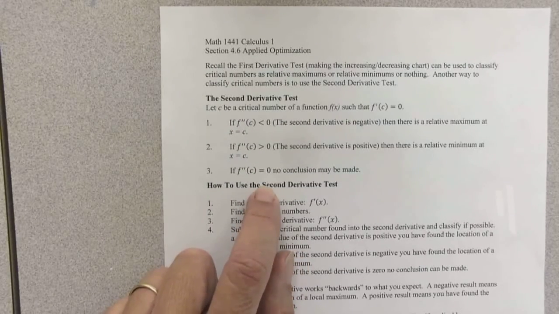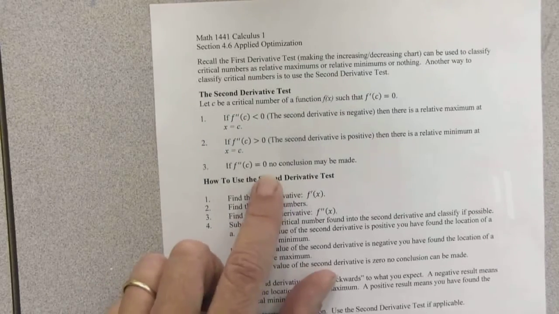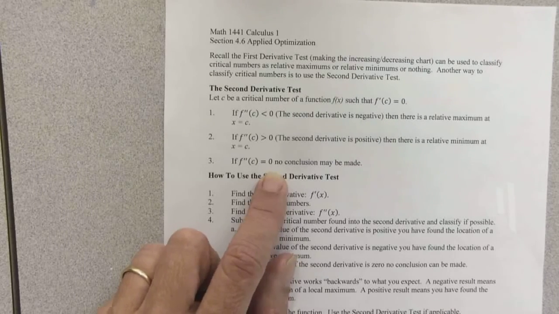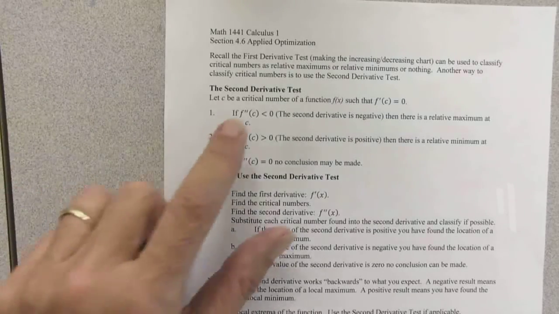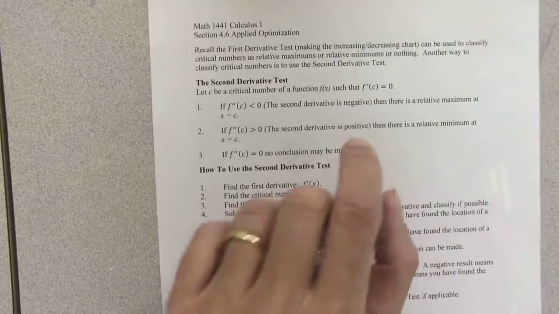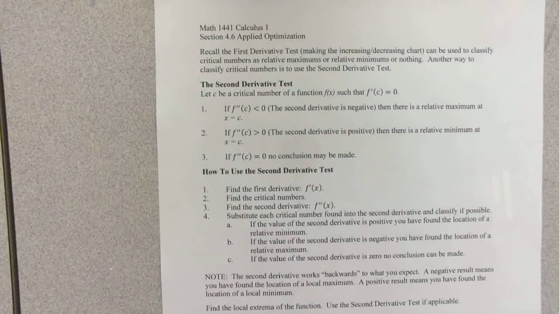Maybe you have found an inflection point, maybe not. You just don't get to say anything. And if you really have to classify that number, you have to say that that critical number c leads to a local max, local min, or nothing. You've got to go back to the first derivative test. So if the second derivative is less than 0, you found a relative maximum. If the second derivative at c is positive, you found a relative minimum.